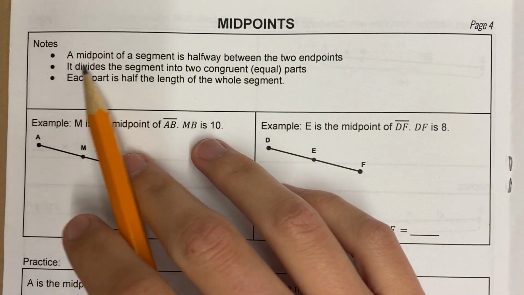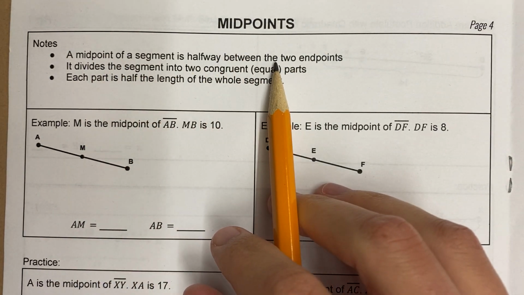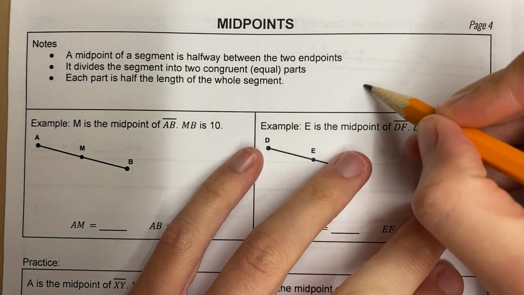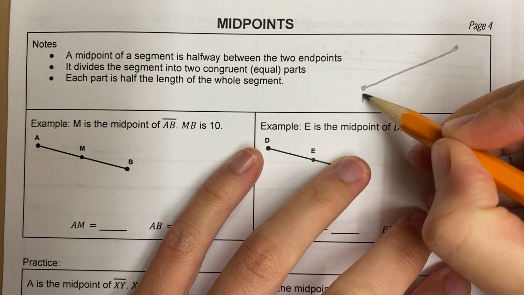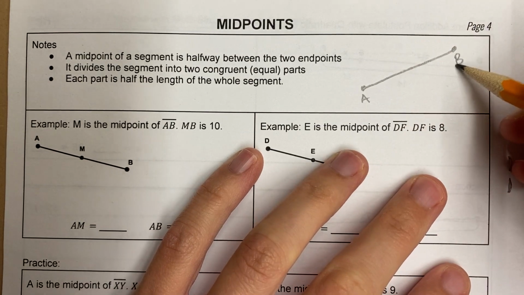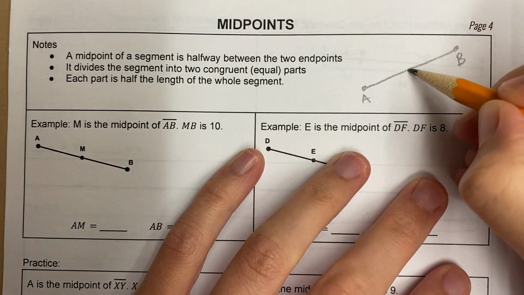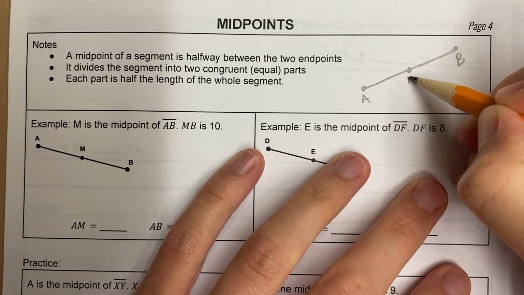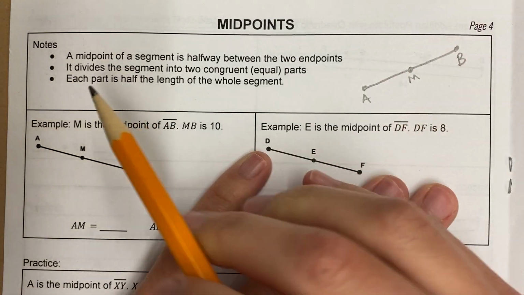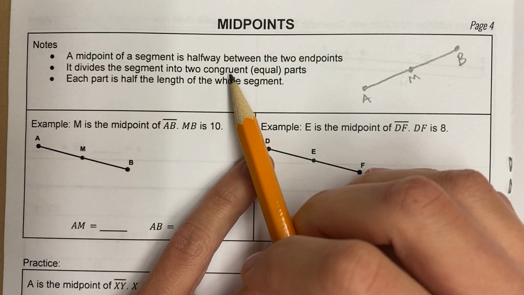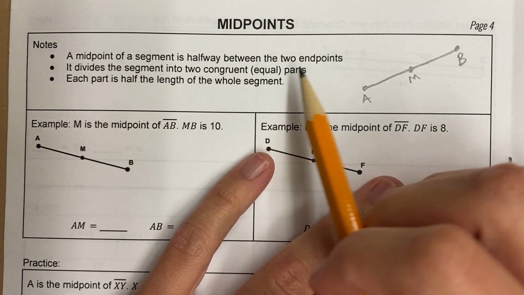Midpoints. A midpoint of a segment is halfway between the two endpoints. So let's draw a segment here. Let's say I have segment AB. Okay, a midpoint, let's call it M. A midpoint is halfway between the two endpoints. So what it does is it divides the segment into two congruent, that means equal parts.